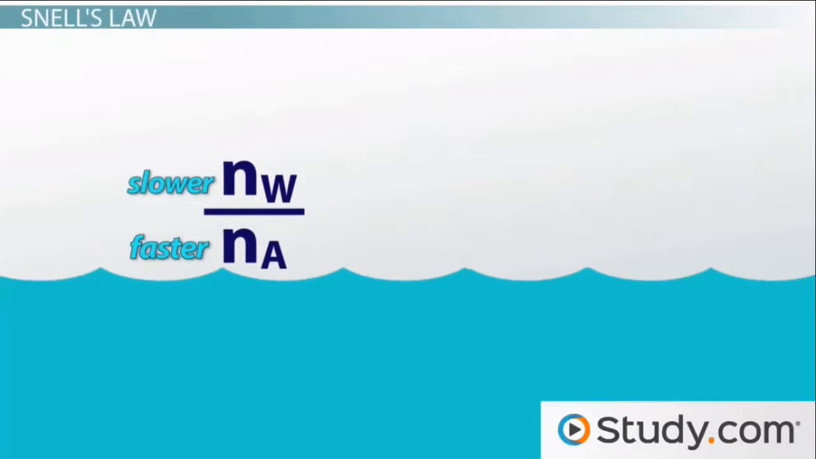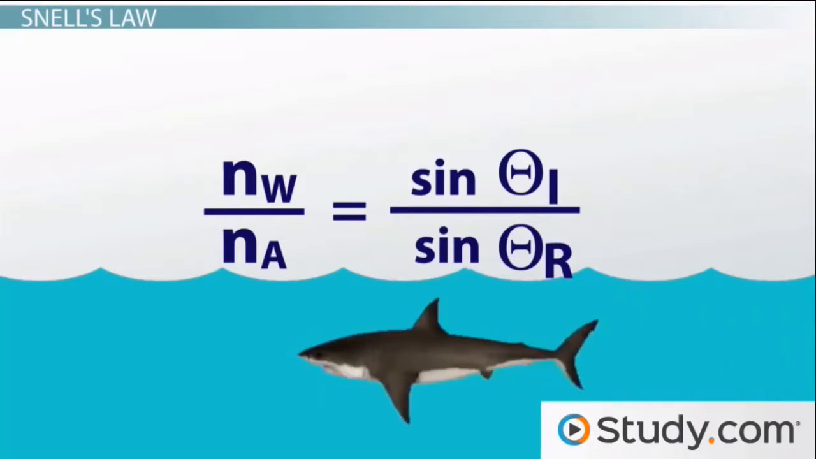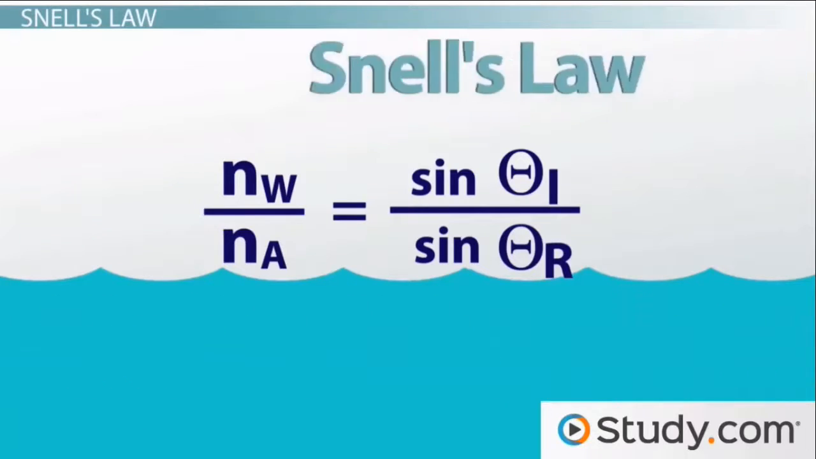It turns out that these indices are also related to the sine of the angles for each ray of light. Just as n_w is larger than n_a, the sine of the angle of incidence is larger than the sine of the angle of refraction. This expression reads n_w over n_a equals sine theta i over sine theta r. So now we can see the relationship between all the angles and the indices of refraction. We call this expression Snell's law.